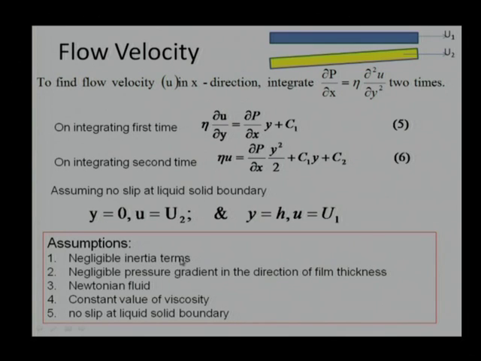Say initially we assumed the inertia terms are negligible, second was the pressure gradient in the direction of film thickness is negligible, we are not accounting for it. Our pressure gradient in the x direction as well as the z direction does not depend on the y coordinate. Then Newtonian fluid, we assumed a constant value of viscosity, the viscosity is not a function of x, y, z coordinates. And the last assumption we made here is that there is no slip at the liquid solid boundary.